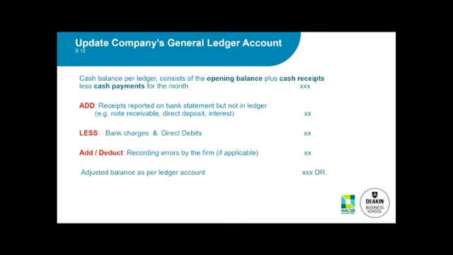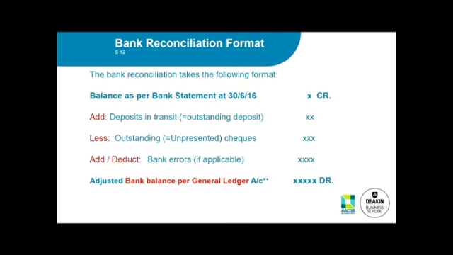That will give you the adjusted balance as per ledger account. Now, whatever you get here, the adjusted balance as per your ledger account, must be the same as what you get here. If you do get them and it's the same value, that means it's all reconciled. And that means that the records are consistent between the bank statement and what you have in your ledger account.